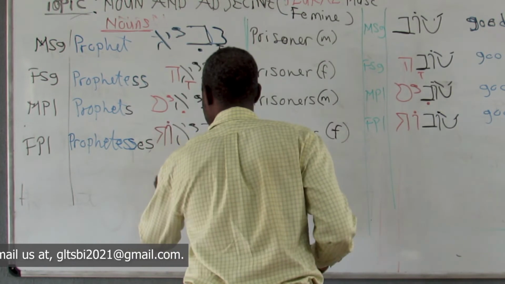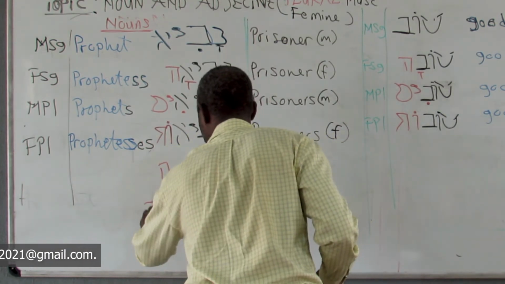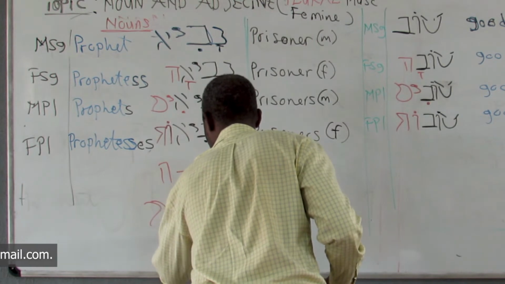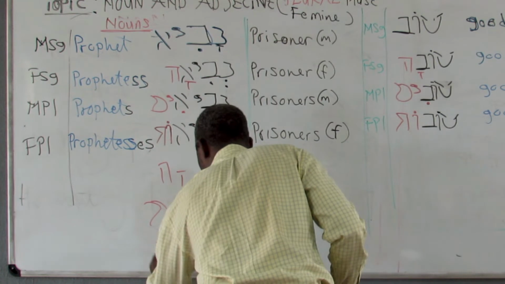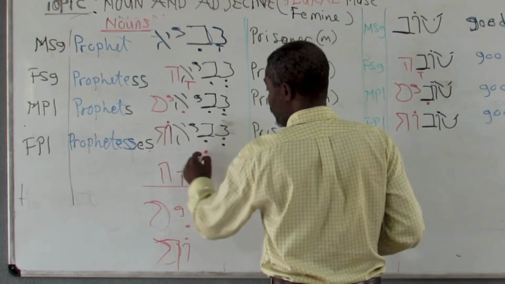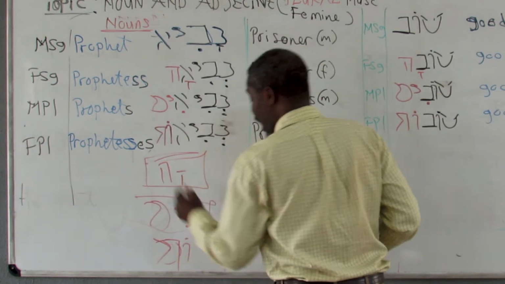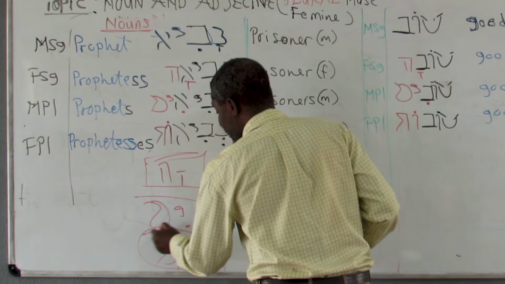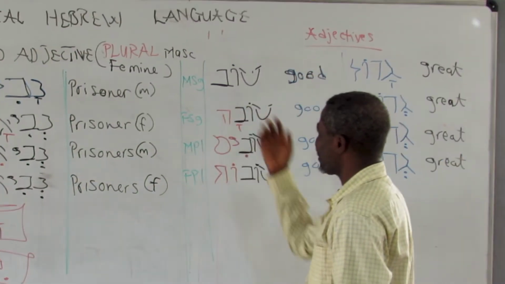You have kames a, hireq yod mem, then full holem or holem waw. These are what is added to feminine singular, masculine plural, and feminine plural. Just note the termination.